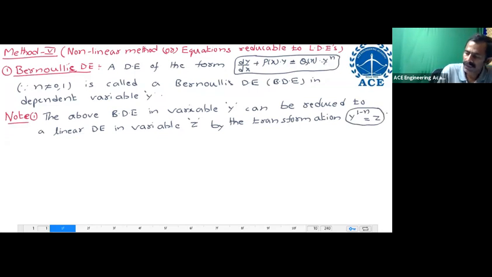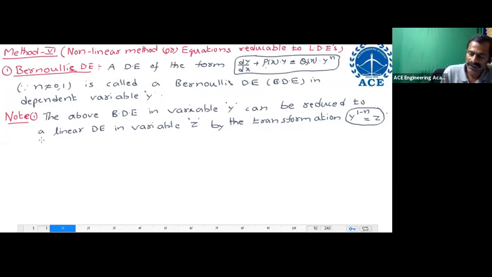Because of this y power n on the right hand side, the equation is non-linear. To make it linear, we eliminate y power n on the right hand side. To eliminate it, we divide both sides by y power n. So on the LHS, in the second term, y by y power n becomes y power 1 minus n. If we replace y power 1 minus n with some other variable z, after simplification we get a linear equation in the new variable z. That is why it is a transformation.